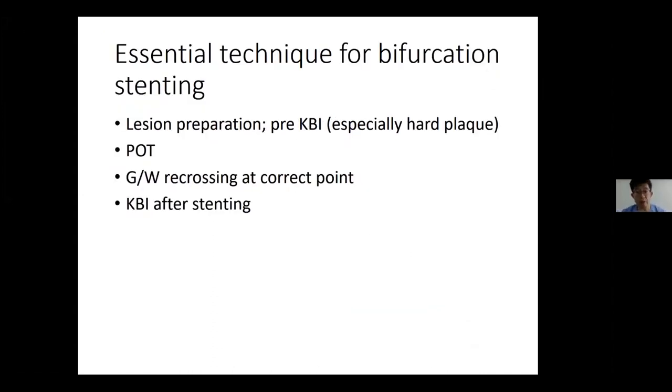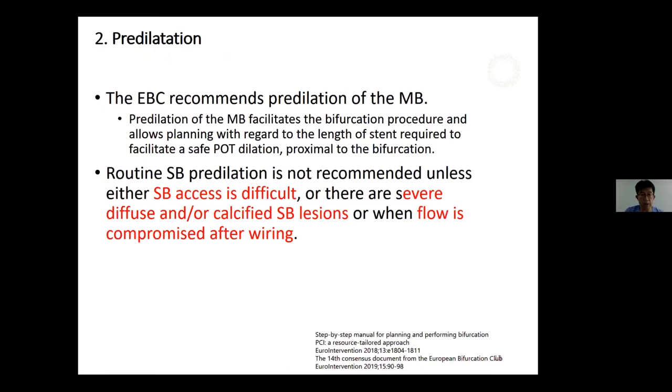Essential techniques for bifurcation stenting: lesion preparation, pre-kissing balloon, KBI technique, especially in hard plaque lesion, and POT technique, guide wire recross point, correct point, KBI after stenting. So for pre-dilatation, the EBC, European Bifurcation Club, recommends pre-dilation of only the main branches. Routine side branch pre-dilation is not recommended unless side branch access is difficult, or there is severe diffuse calcification, and the flow is compromised after wiring. In that situation, side branch pre-dilation is needed.